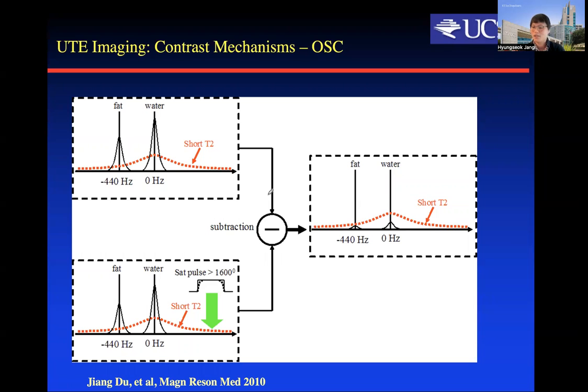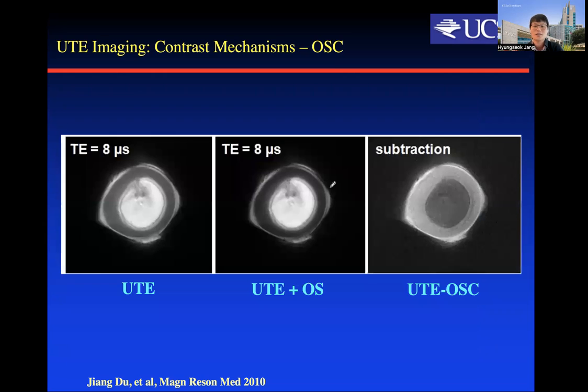This one is based on the physical basis that short T2 tissue actually has a broad spectrum. So what we can do is apply a saturation pulse to suppress this broad short T2 spectrum, and then you can do subtraction between those two, with and without this saturation pulse, and then what? We can get this short T2 signal remaining, with the fat and water suppressed.